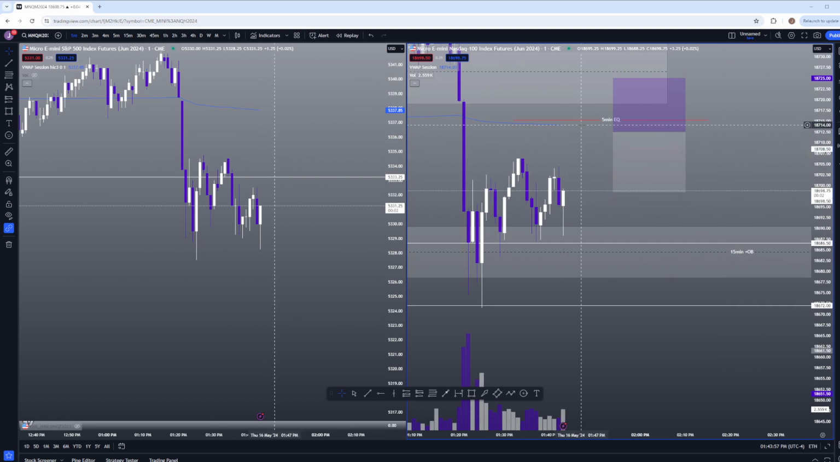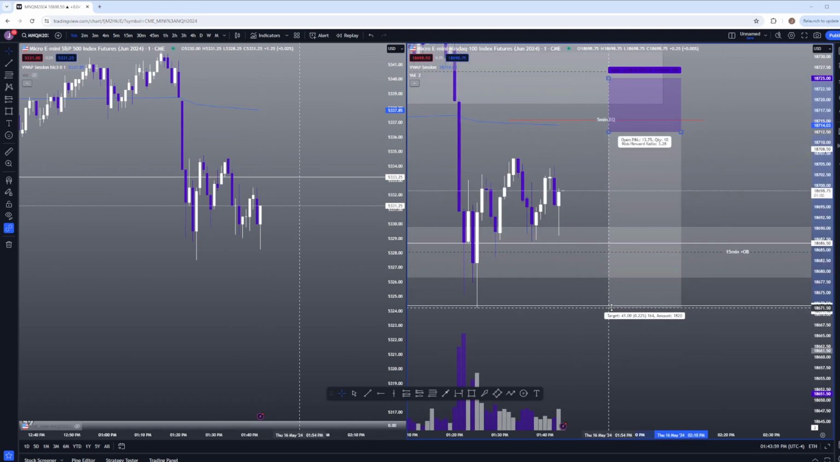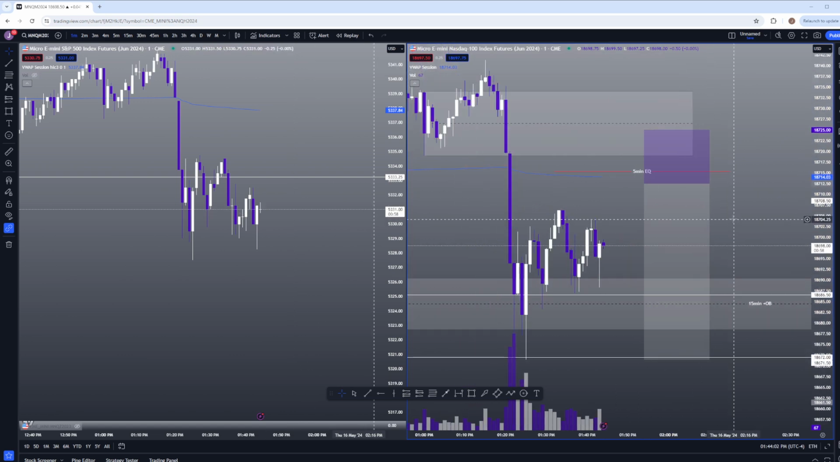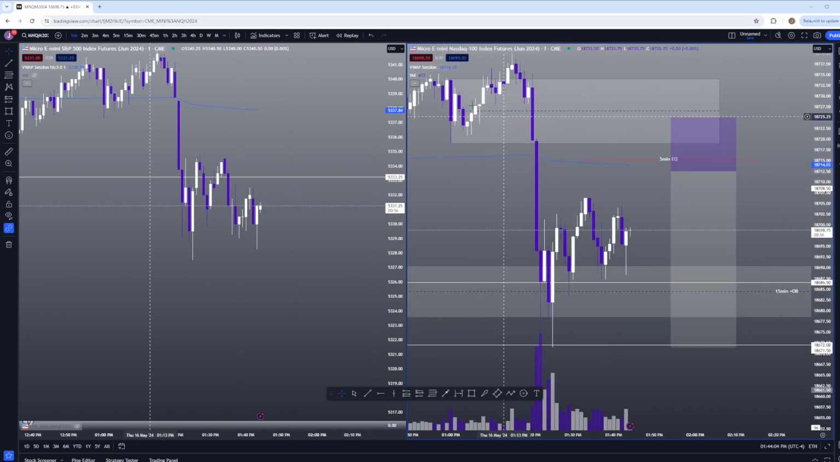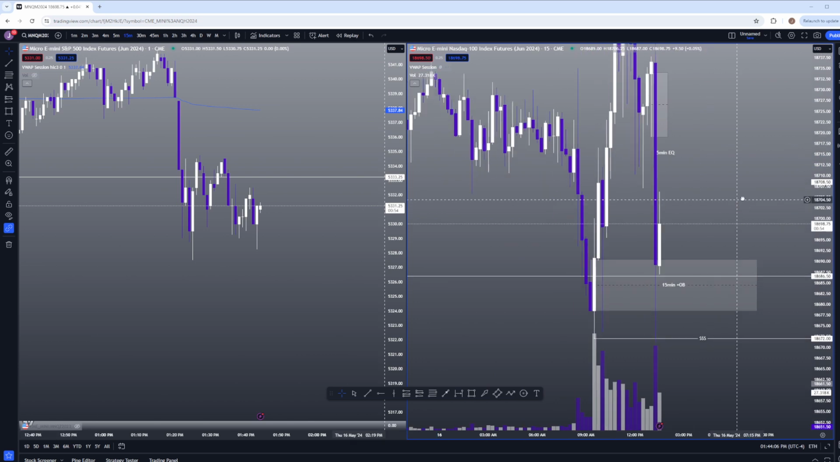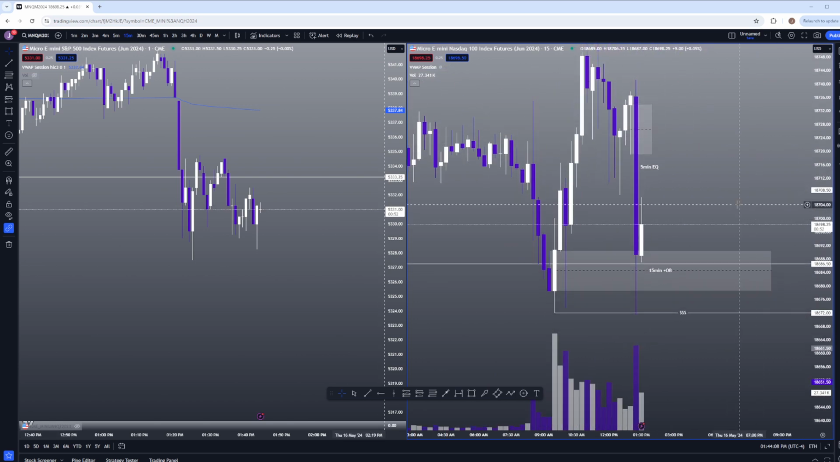All right, so I'd be kind of looking for an entry somewhere up here, targeting those lows down there. That's kind of my plan as of right now. Just waiting to see if that plan is gonna play out. They're gonna give us an opportunity here to catch that. 15-minute closes here pretty soon.